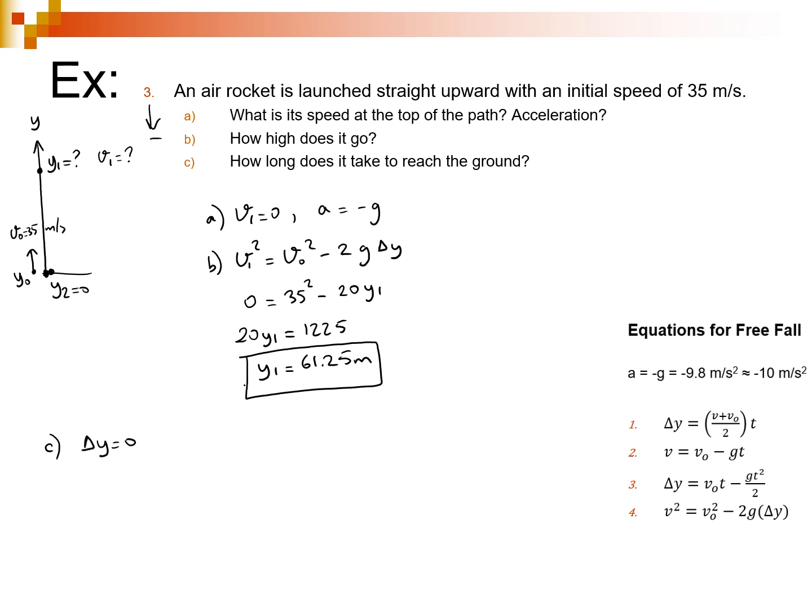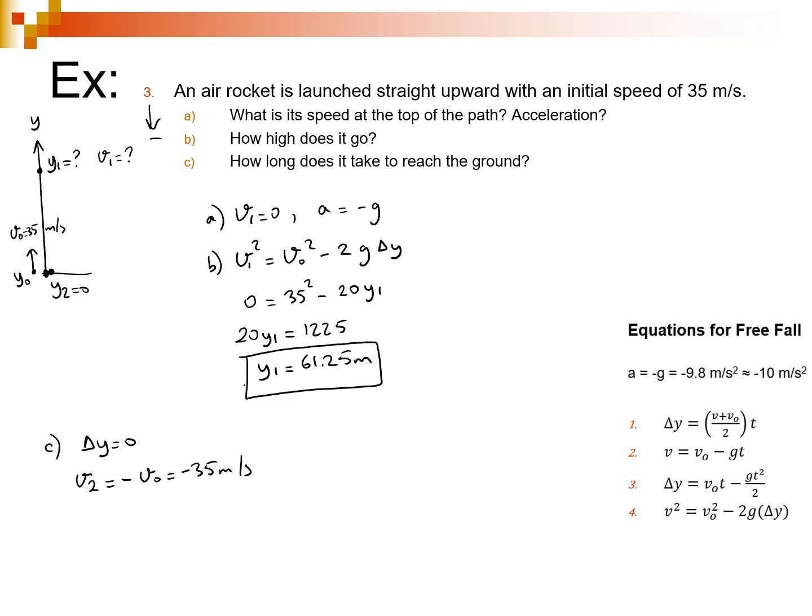And one more thing, when it goes back to the original position, it is going to have the same speed, but in the opposite direction. Therefore, the velocity v2 at the position 2 is going to be the negative of the original velocity, which would be negative 35 meters per second. And its acceleration is still negative g throughout this motion, and I need to solve for time for this case.